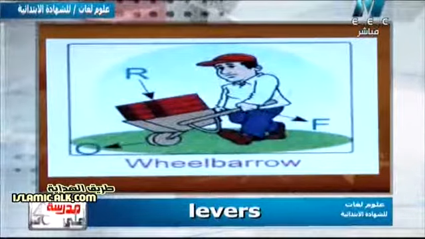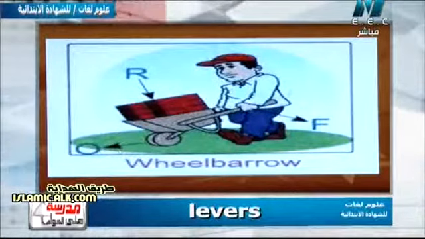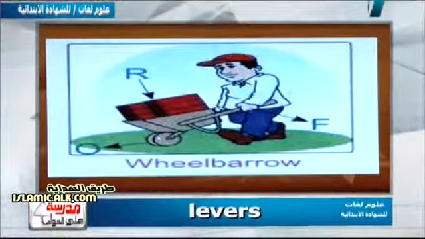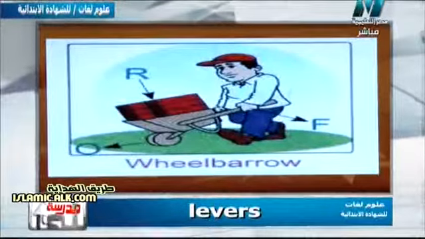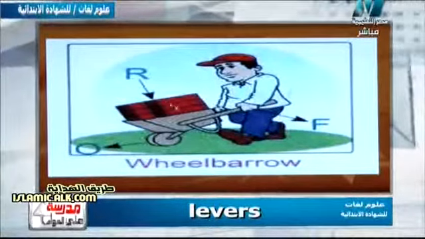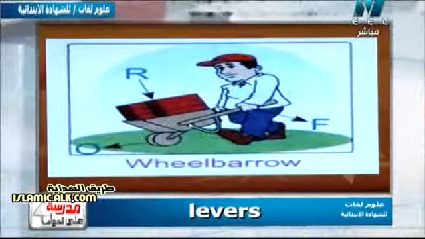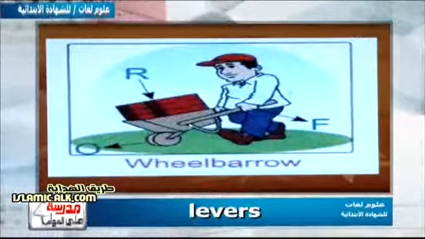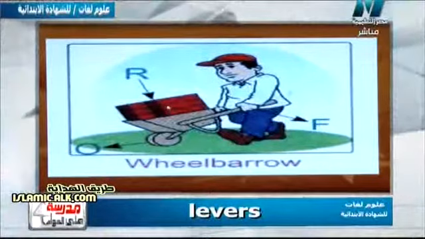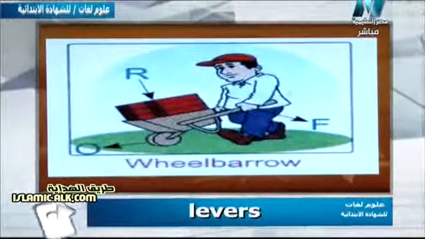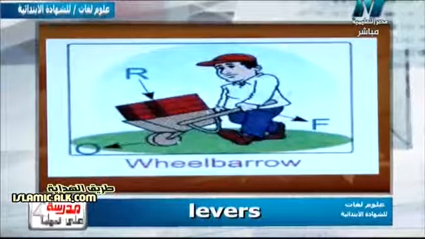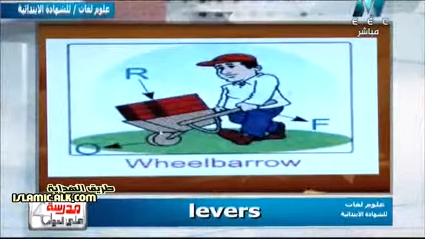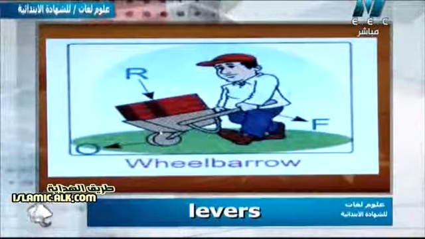We must be careful, because we often forget and make a mistake: the fulcrum is not the symbol F, it is actually the symbol O. Here I have the resistance, the heavy load that I want to move. So I can say the wheelbarrow is a second class lever. Why? Because it has the resistance between the O and the F. The resistance is between the O and the F. So the wheelbarrow is considered a second class lever.